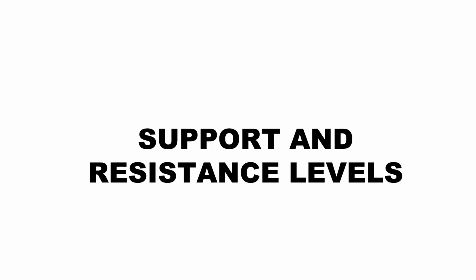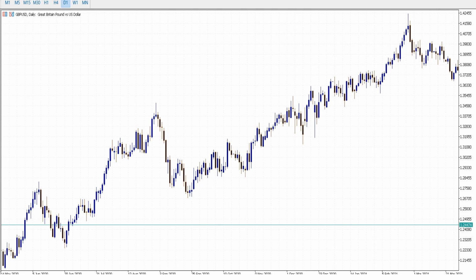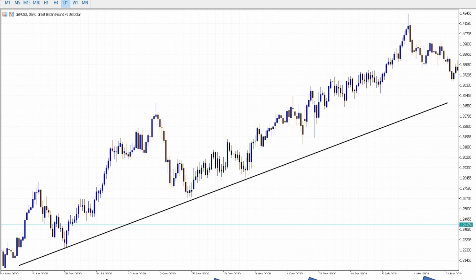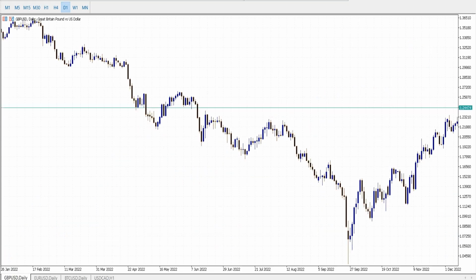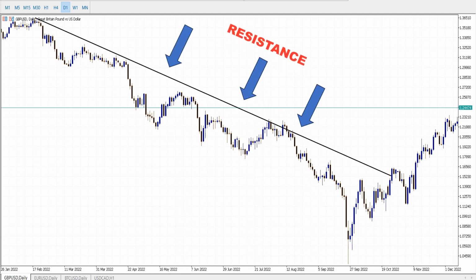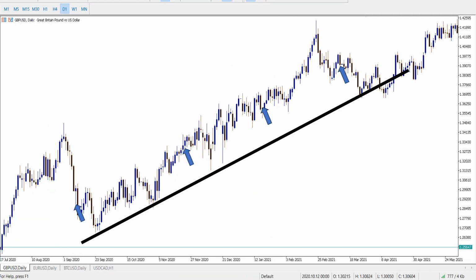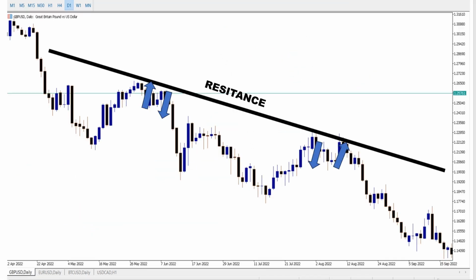2. Support and resistance levels. Trend lines can act as support and resistance levels. An upward trend line may act as a support level, where prices have a tendency to bounce off and continue the upward movement.